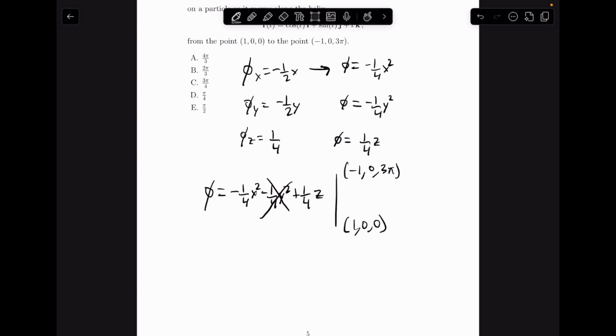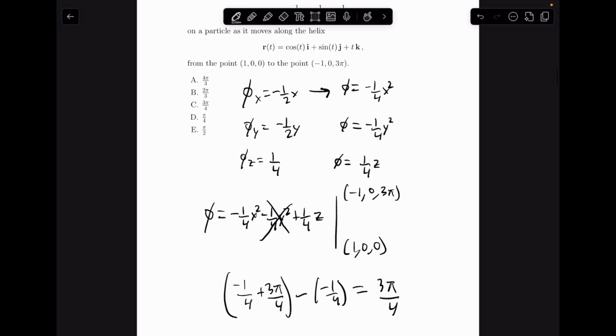So let's plug in our top bound. We're going to get negative 1/4 plus 3 pi over 4 quantity all minus just minus a negative 1/4 actually. So that is just equal to 3 pi over 4, and that is answer C.